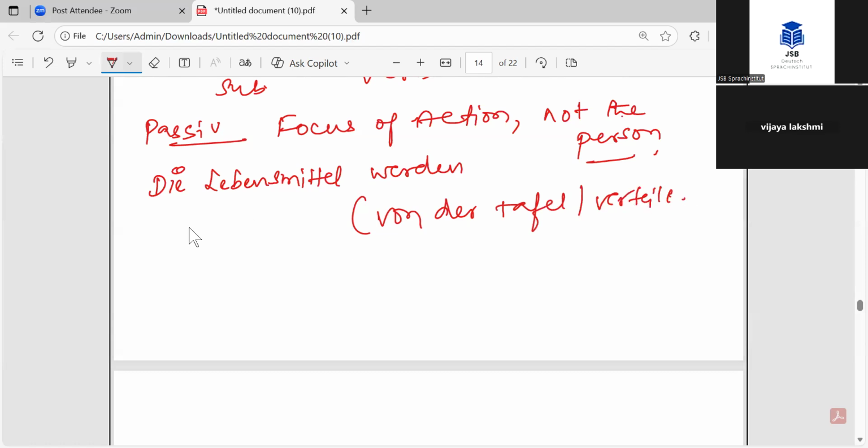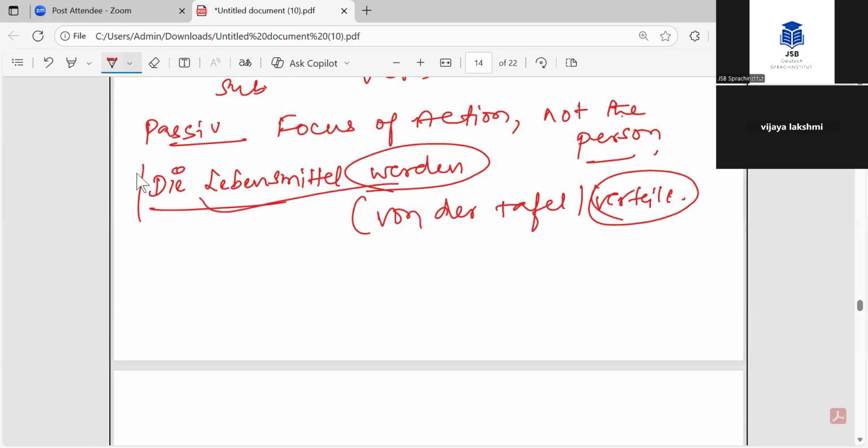So the subject is Lebensmittel, the verb is werden, and the participle is verteilt. So the food is being distributed. It's not a person, right? Only the action. Yes. Focusing on the action is the passive. Clear?